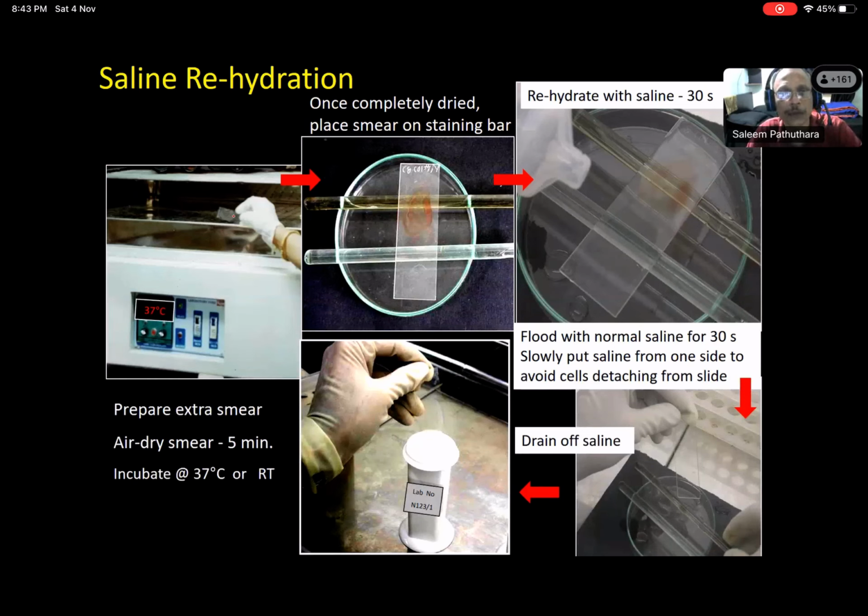See, one extra smear is prepared, a hemorrhagic smear, which is kept inside the oven at 37 degrees centigrade. And if there is no oven, we can keep it outside in the atmosphere in the aseptic cabinet only. Automatically it will dry within 2 or 3 minutes. It will dry completely.